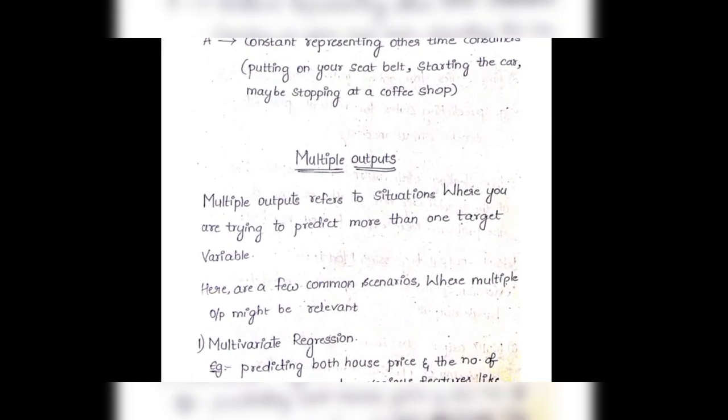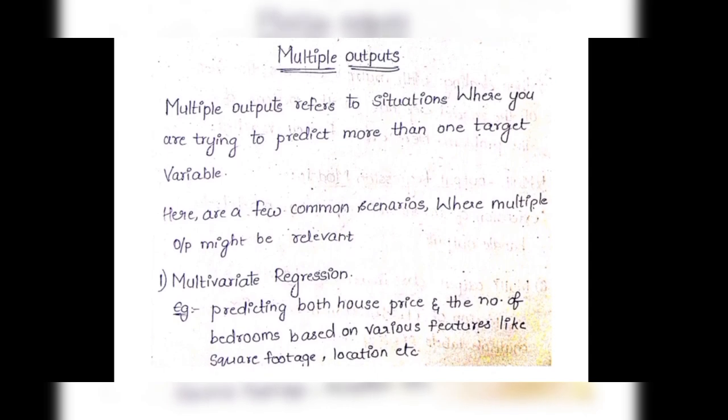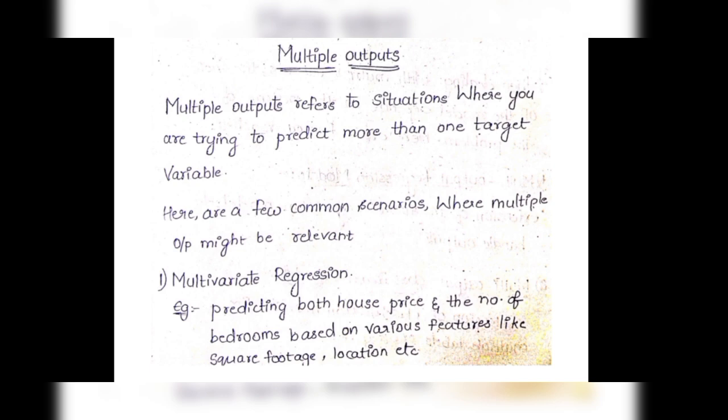Now we'll see multiple outputs. For multiple regression, we can get multiple outputs. How will these multiple outputs work? Multiple outputs refers to situations where you are trying to predict more than one target variable. Meaning we have two targets to predict, so we get multiple outputs. In the previous example, there is only one traffic planner. If there are three or more traffic planners, we'll get multiple outputs from multiple cities, right? So to get that, we use multiple outputs.